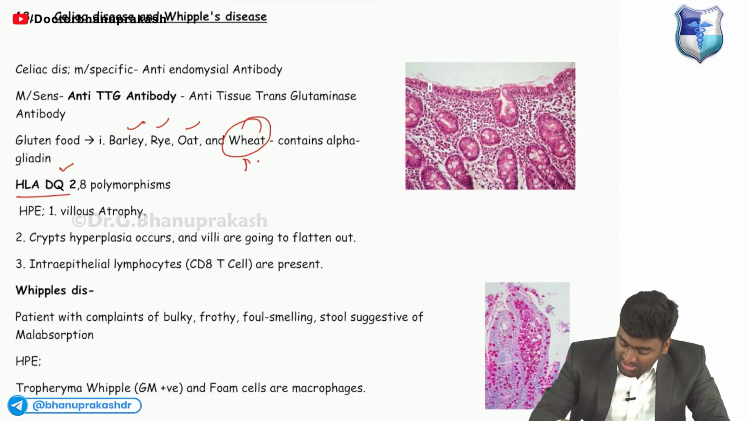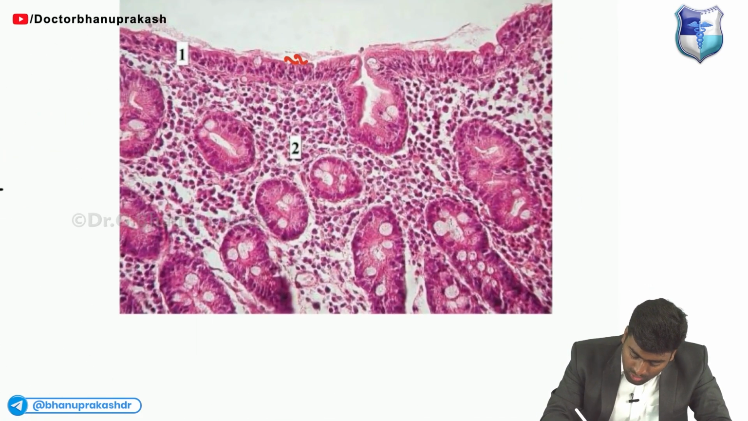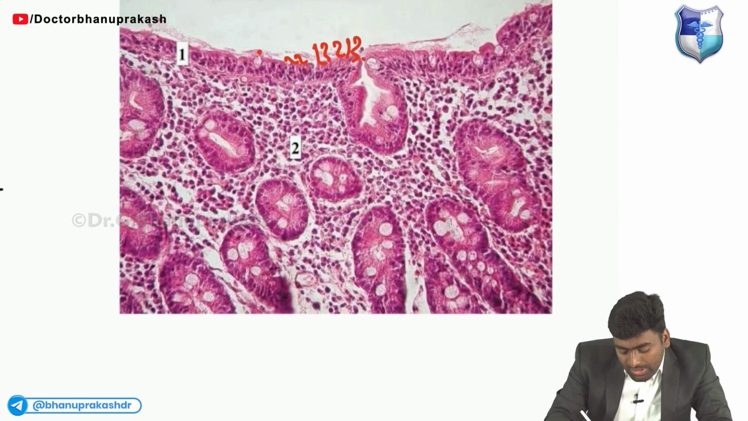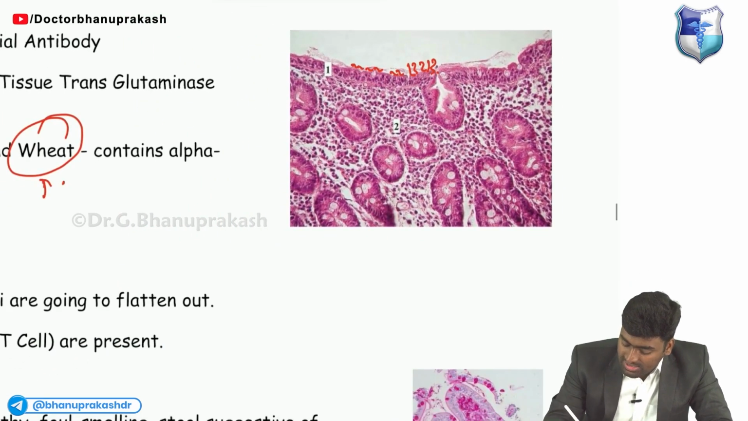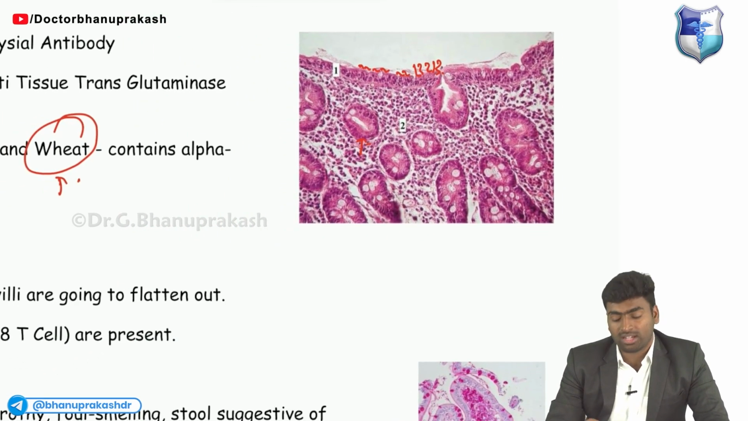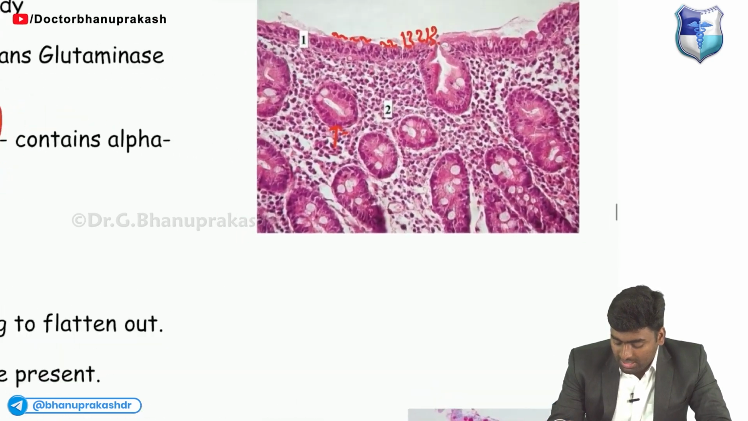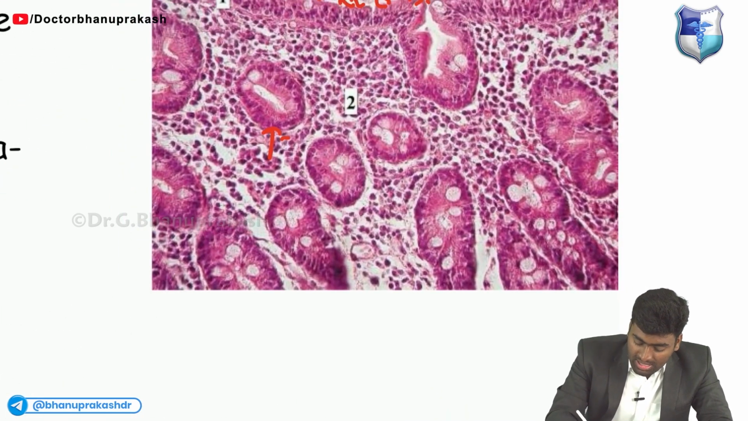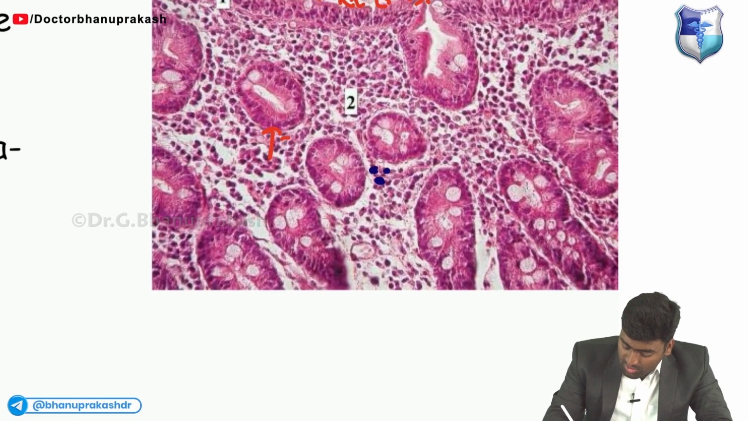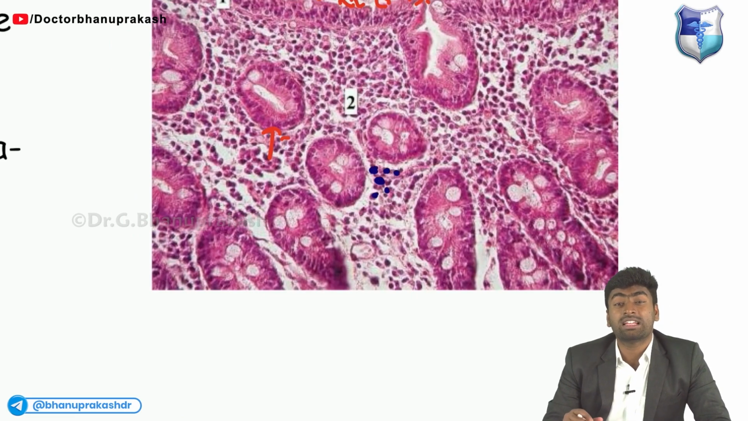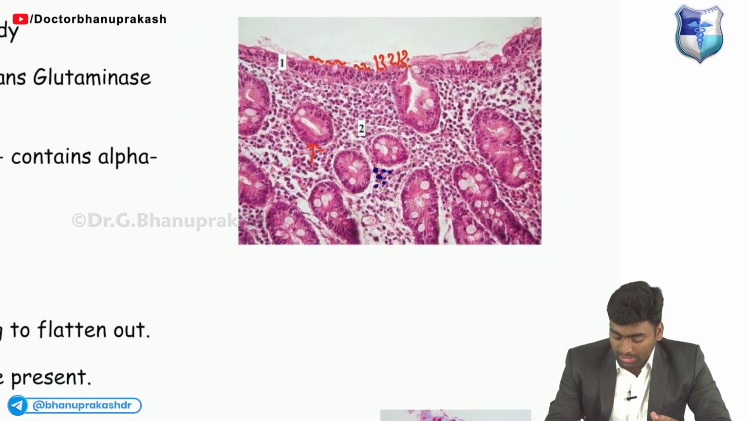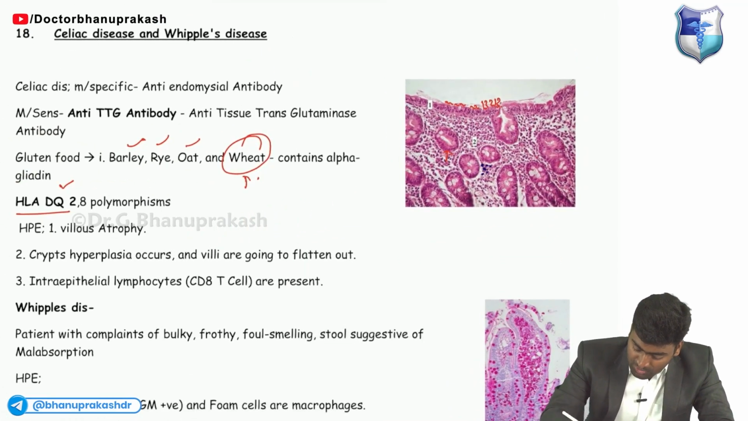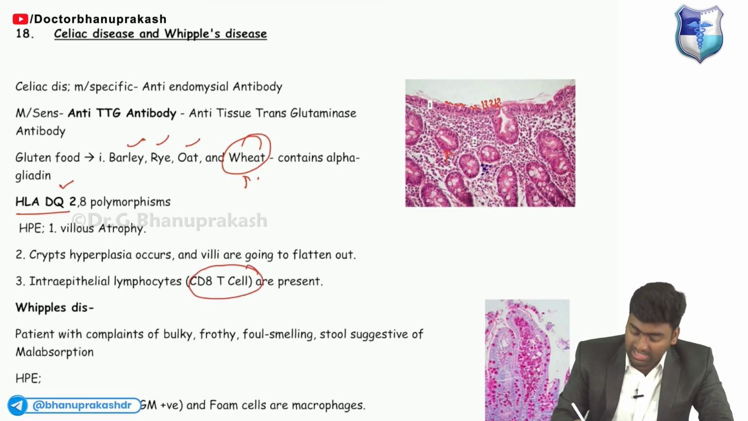There, the first thing you will see is that the villi become atrophic. Usually it will be like a happy face, but it became very sad. That means villus atrophy, because there is hyperplasia. This hyperplasia is known as crypt hyperplasia, and along with it there will be small cells surrounding them. They are CD8 lymphocytes. So there will be crypt hyperplasia, villus atrophy, and CD8 lymphocytes. All of them will be seen in a case of celiac disease.